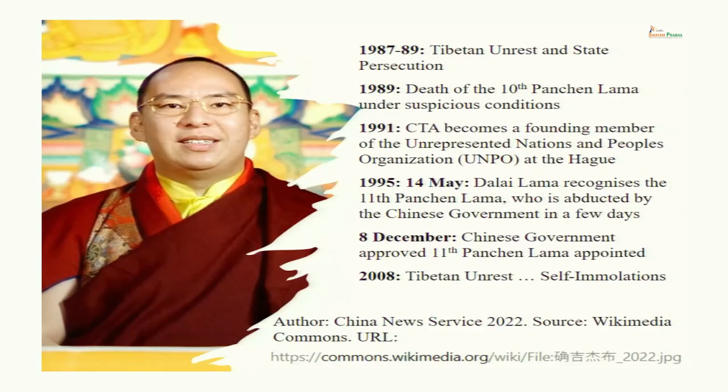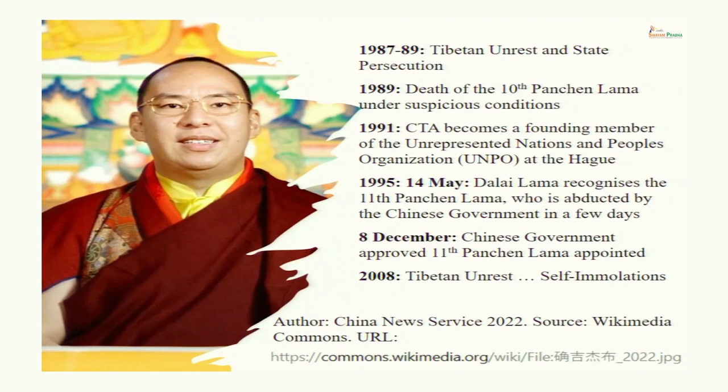This is a Chinese way of tightening their hold over Tibet by integrating the whole Panchen Lama institution into Chinese society. Still, the Tibetans would not accept it, because Tibetans were very religious people and they had faith in their lamas. And so from 87 to 89, there was another unrest in Tibet.